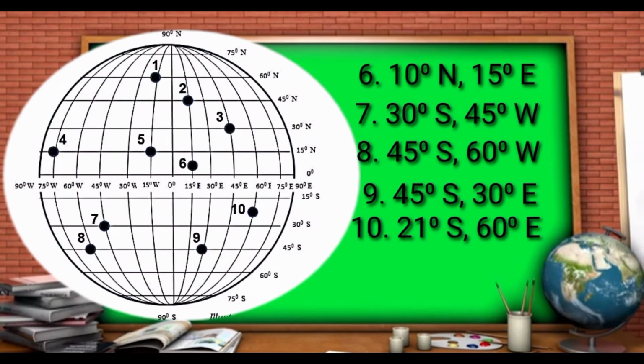6. 10 degrees north and 15 degrees east. 7. 30 degrees south and 45 degrees west. 8. 45 degrees south and 60 degrees west. 9. 45 degrees south and 30 degrees east. And number 10. 21 degrees south and 60 degrees east.